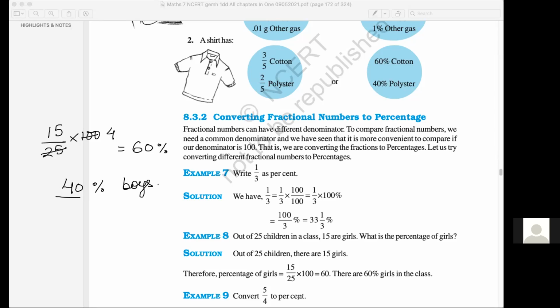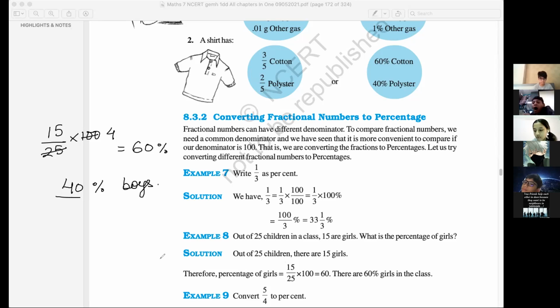Convert 5 by 4 to percent. Can you give me the answer? 5 by 4 into percent. How much is that? Ma'am, 5 by 4 multiplied by 100. 5%. 5% is wrong.